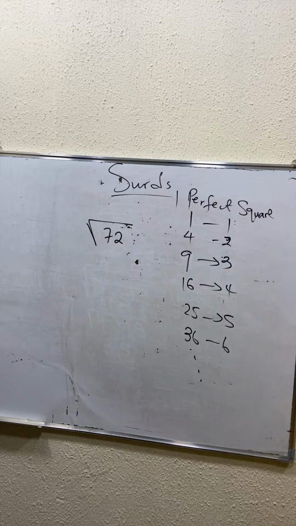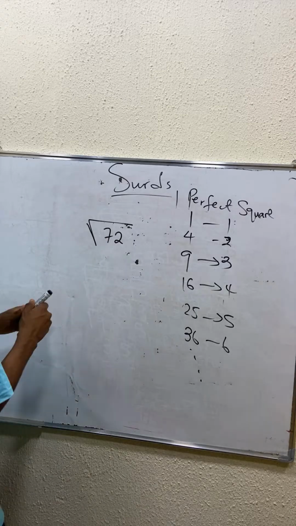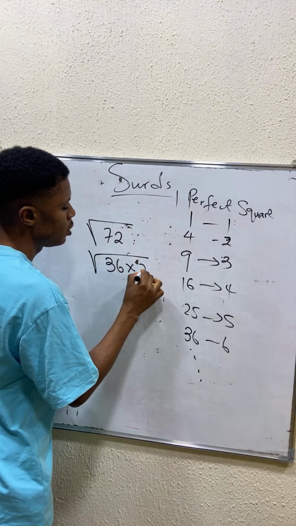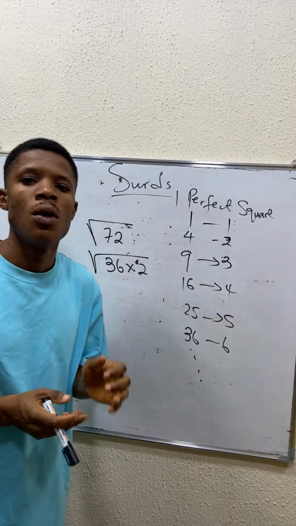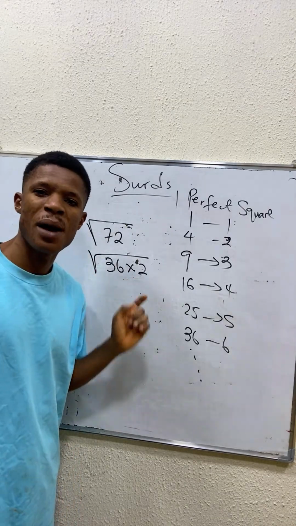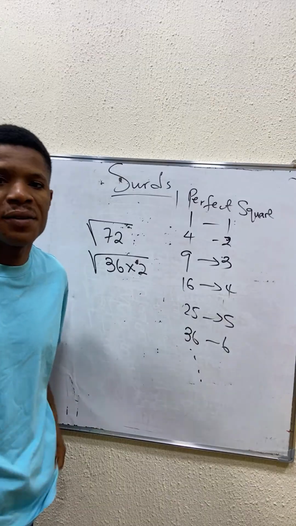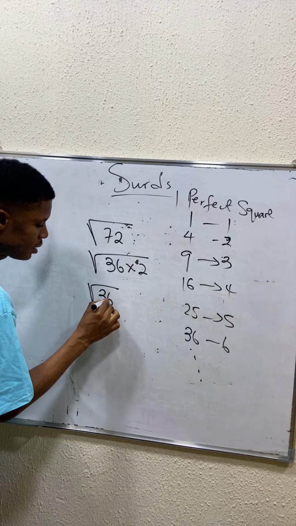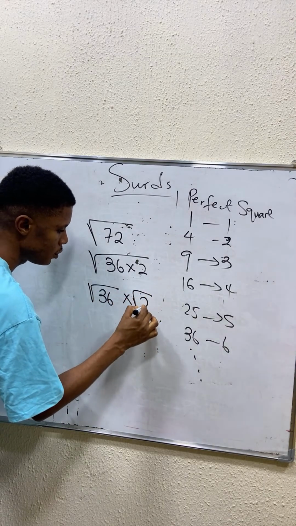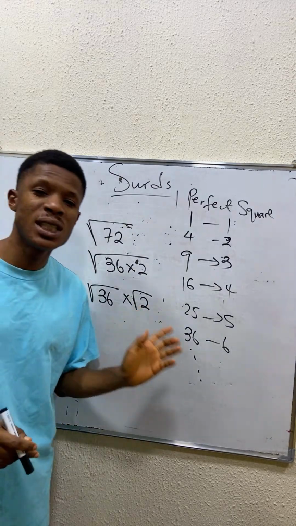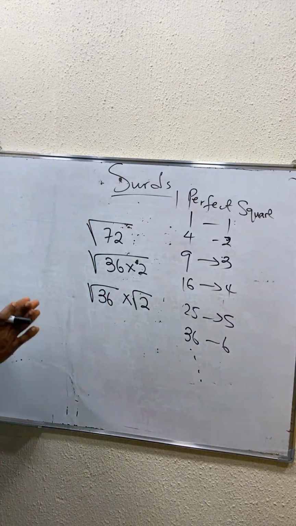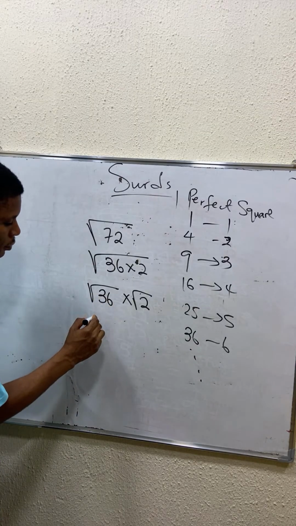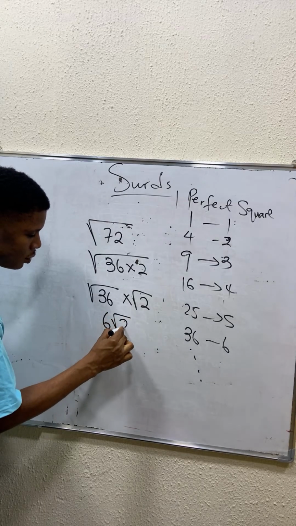So if you look at it, you can see that once you multiply 36 by 2, you get 72. 36 is a perfect square and 2 is not a perfect square. So what do you have to do here? You break it down as the square root of 36 multiplied by the square root of 2. Then you take the square root of the given perfect square. The square root of 36 is 6. Then the answer is 6 root 2.